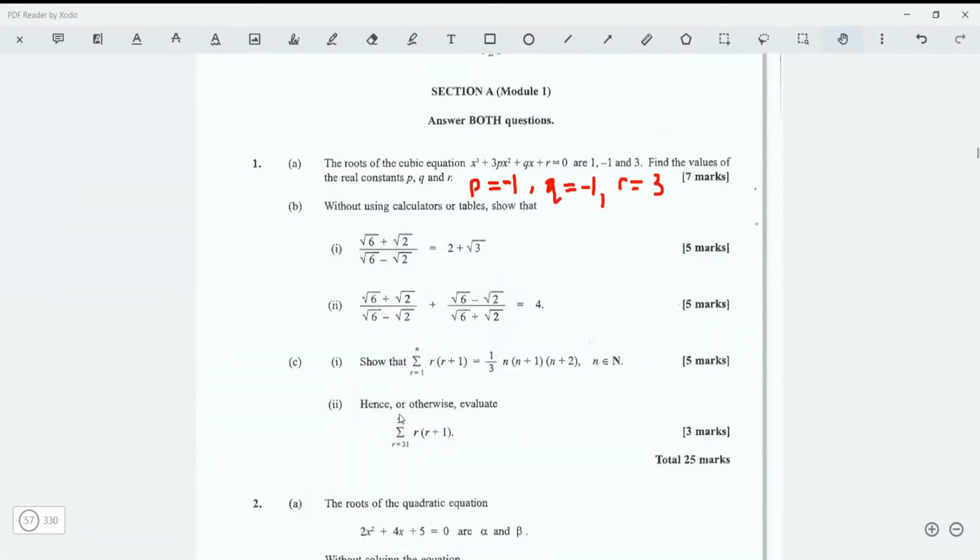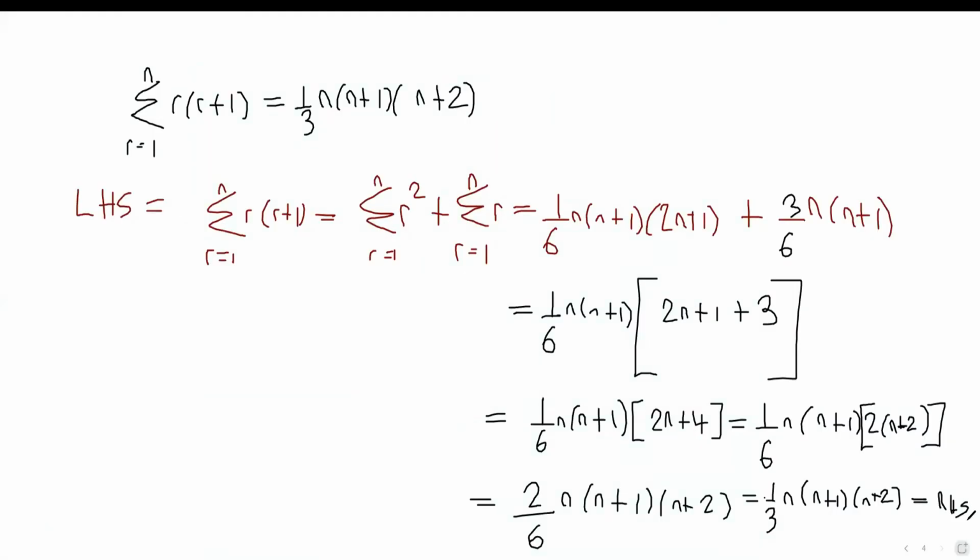Then it says, hence or otherwise evaluate the sum from 31 to 50 of r times r plus 1. Hence or otherwise. Otherwise means you can do it another way. Hence means using the formula. So hence, we want to evaluate the sum from r equals 31 to 50 of r times r plus 1. To evaluate this sum, all you need to remember is you can only apply the formula when you're summing from 1 to any number.